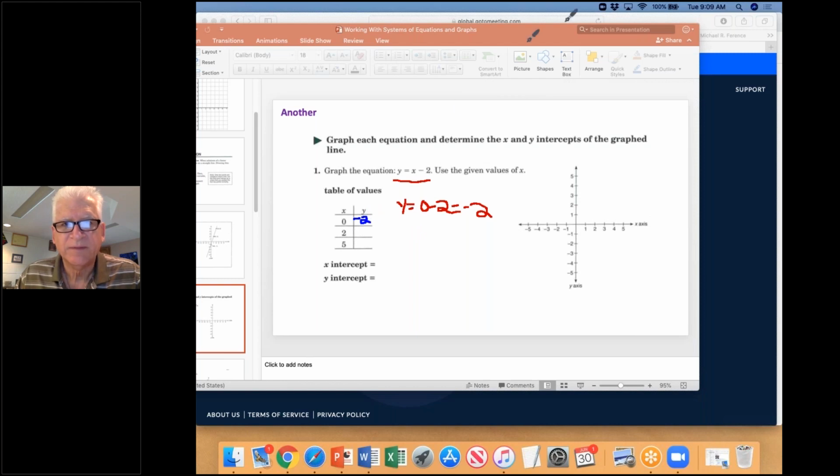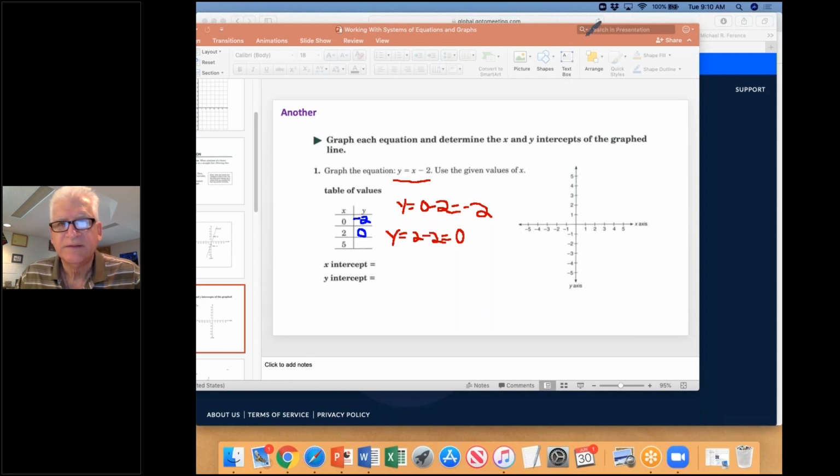Okay, now let's plug in x equals 2. So y equals 2 minus 2, and that's going to equal 0. So when x equals 2, y equals 0.